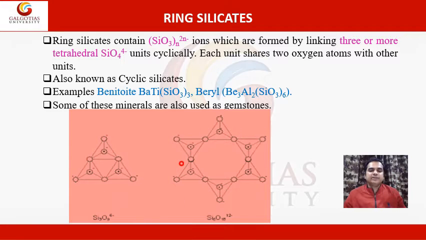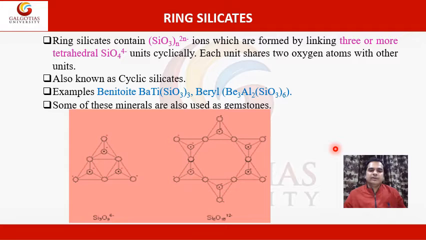Similarly, in this case, that is Si6O18 12 minus, we can also see that each tetrahedral unit is sharing two oxygen atoms with other units present in this silicate. In this case, we can say these two are common. For this unit, we have these two. For this one, we have these two common. For this tetrahedron, we have these two oxygen atoms. For this one, we have these two. And for this, these two atoms are common with other units.